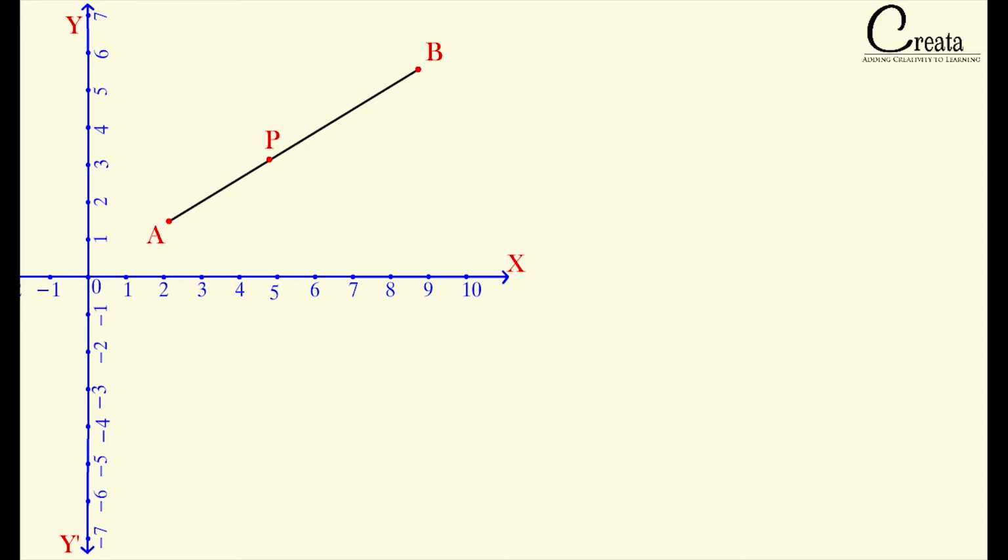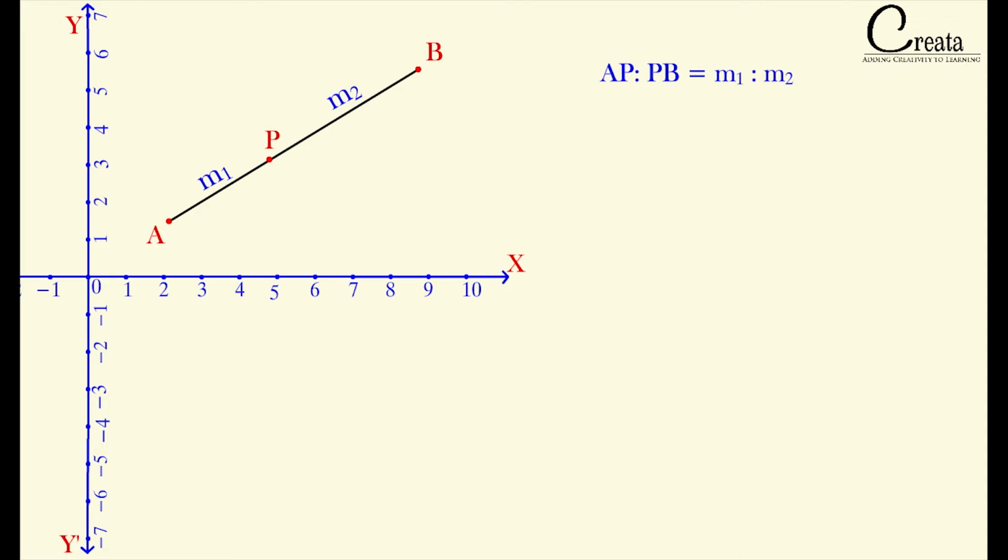Let's assume this ratio as M1 is to M2. The ratio of AP is to PB is M1 is to M2. So basically, this point P is dividing the line segment AB into some ratio that is M1 is to M2. So in this section formula, we will find the coordinate of the point P. This is the introduction to the section formula.